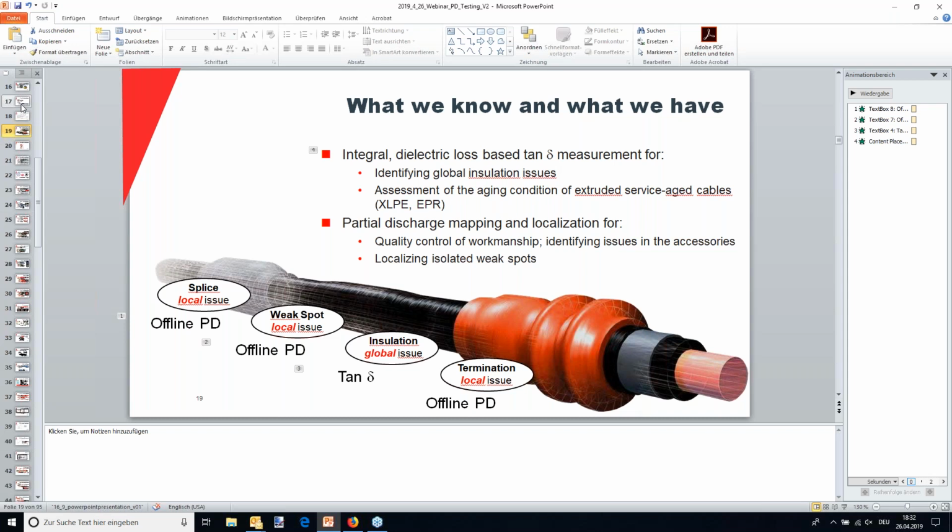One typical thing I can say about extruded cables is new cable, when you test it up to 2 times U0, PD free.